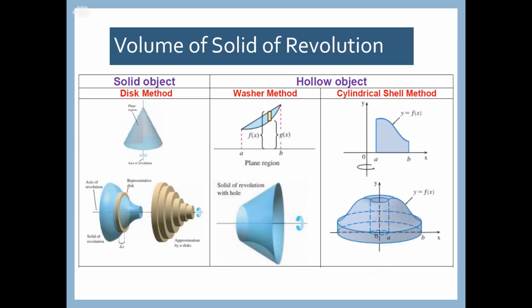Generally, the disc method is used to determine the volume of a full solid object. Meanwhile, both washer and cylindrical shell methods are used to determine the volume of a hollow object, or in other words, a solid with a hole.